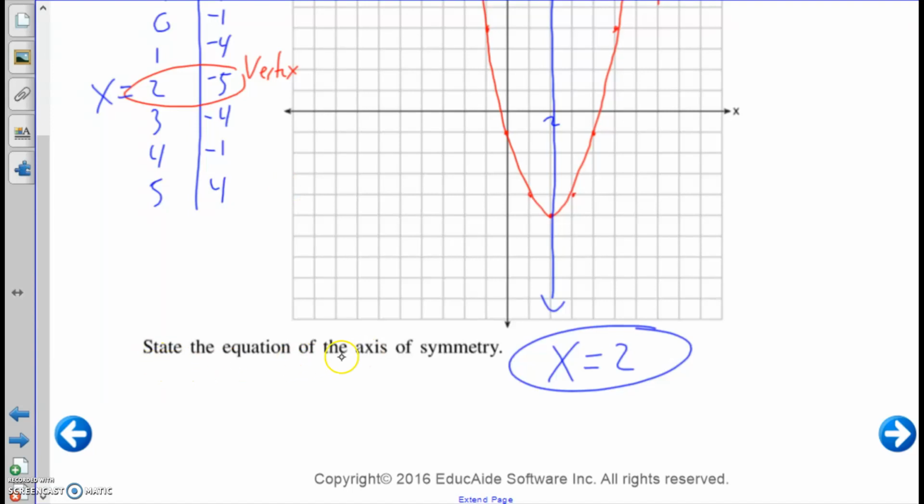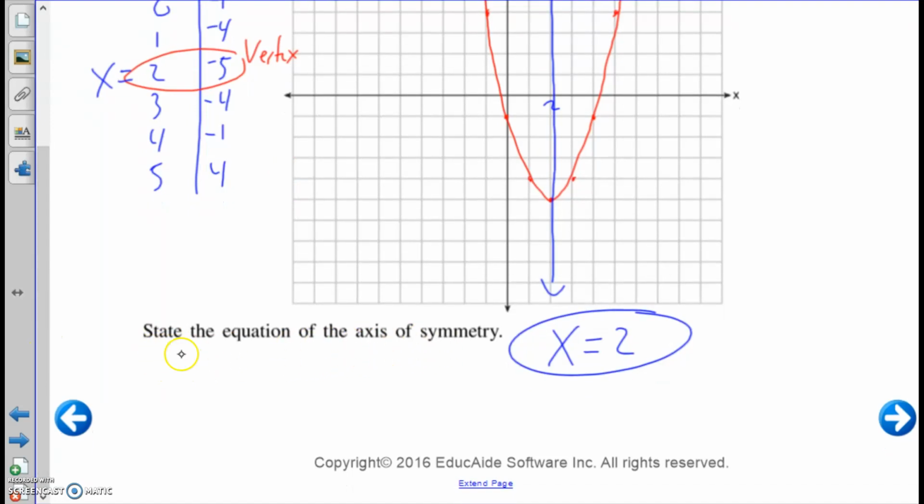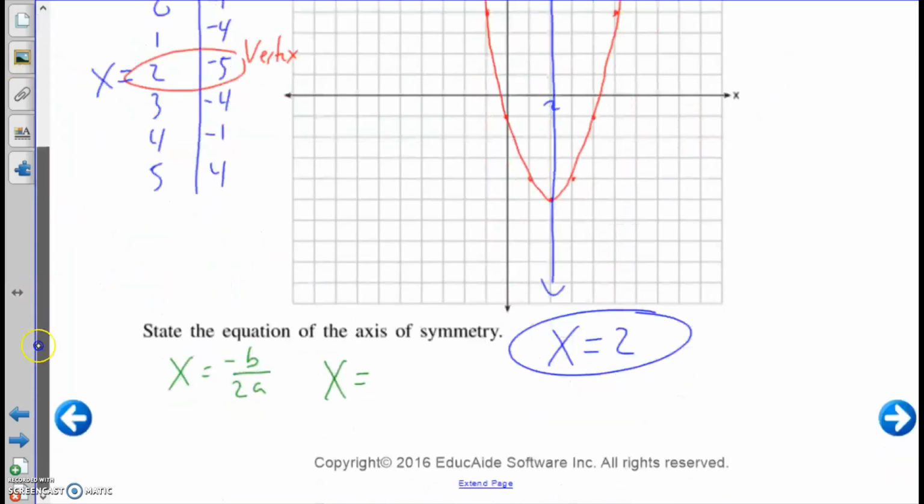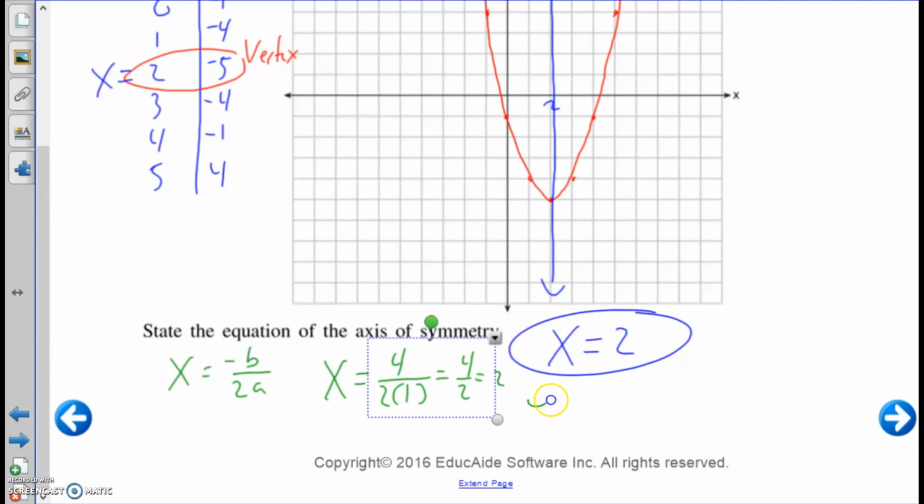If it said algebraically determine the axis of symmetry, then we'd have to use a little formula. We do have a formula, it's x equals negative b over 2a. And so if they ever ask you to find the axis of symmetry algebraically, this is what you have to use. And in this case, that'd be x equals, this is a, b, and c. We're just talking about the numbers. A is 1, b is negative 4, c is negative 1. So negative b over 2a. Now, if b is negative 4, that means negative b would be positive 4 over 2 times a, which is 1. And so it would be 4 over 2, which works out again to be 2.